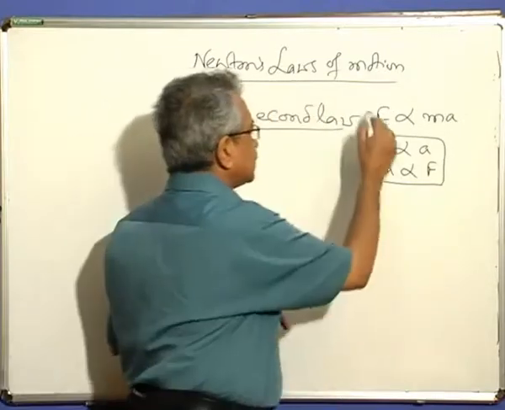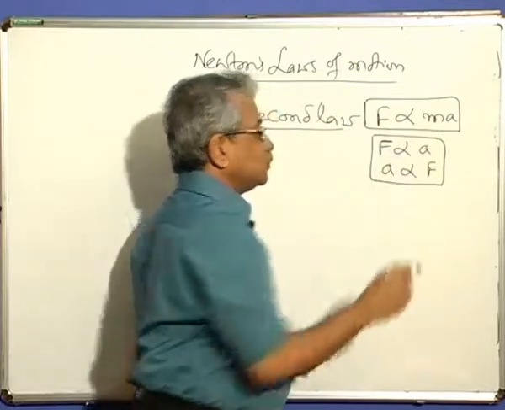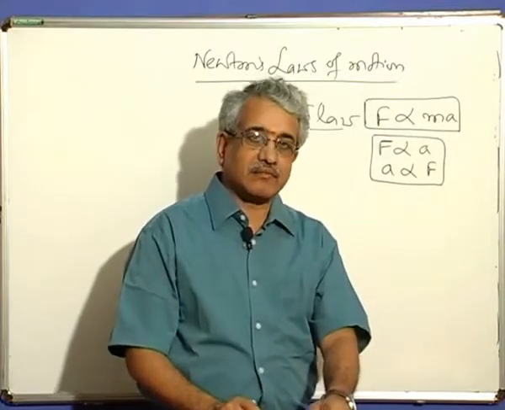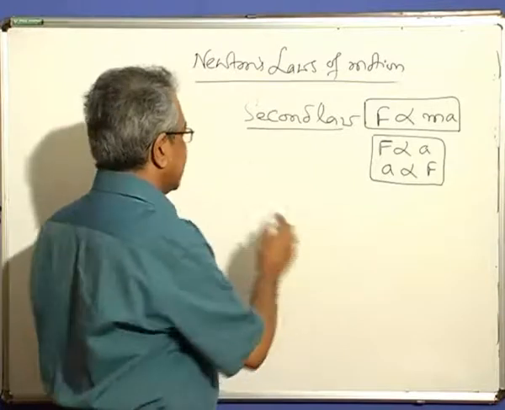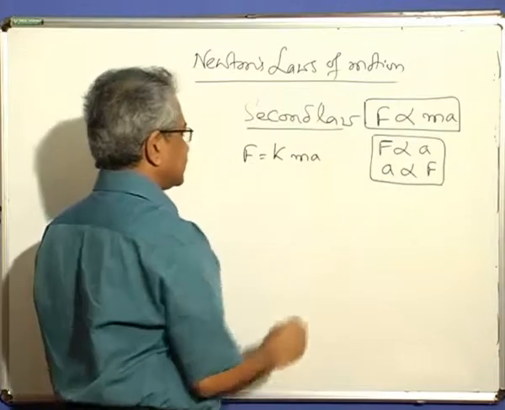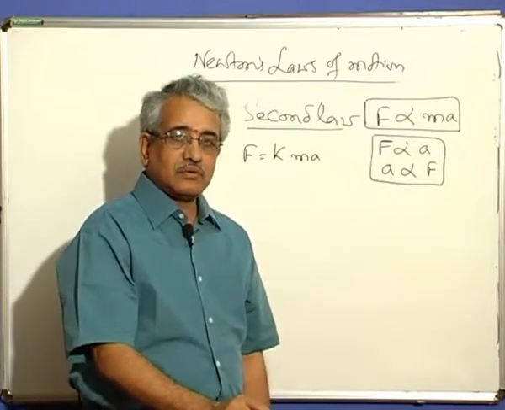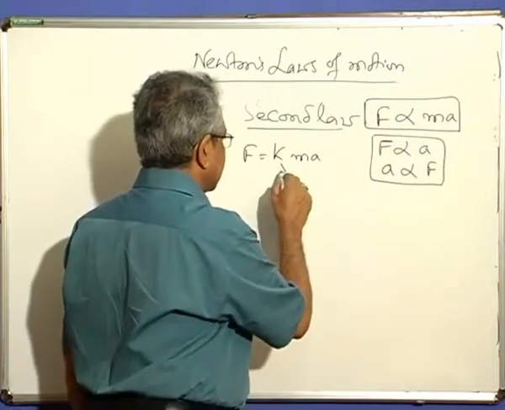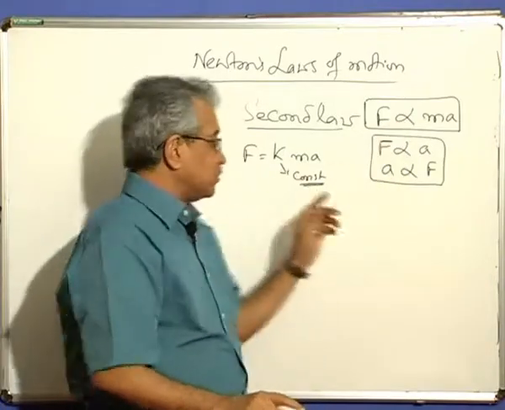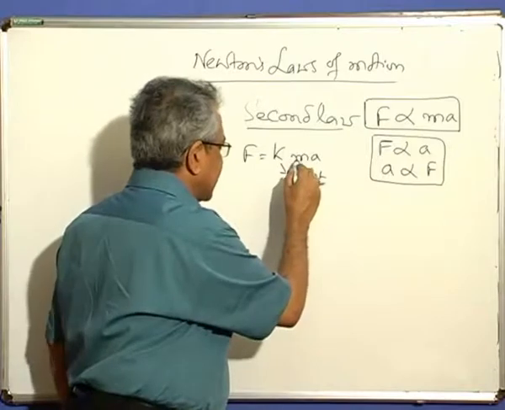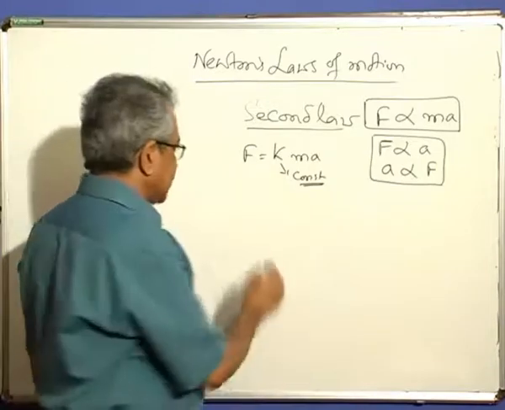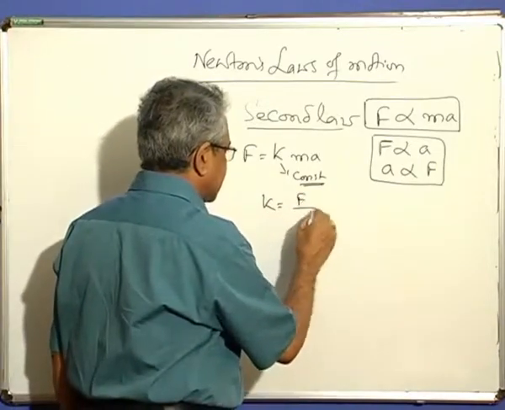That means you must make this proportionality into an equation. There must be an exact relationship between force and acceleration. How to get that? It is like this. If you put in a constant, we write F is equal to k into ma. What is k? k is a constant here, the constant of proportionality. In mathematics, whenever you come across such things, we know that other quantities, force, mass and acceleration, will decide the value of k. In other words, mathematically, k is equal to F by ma.